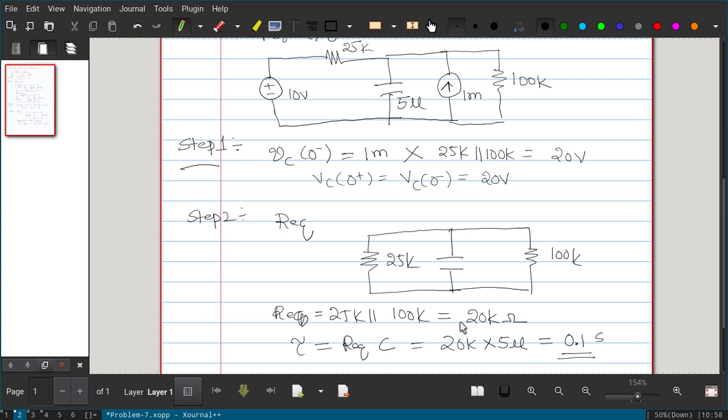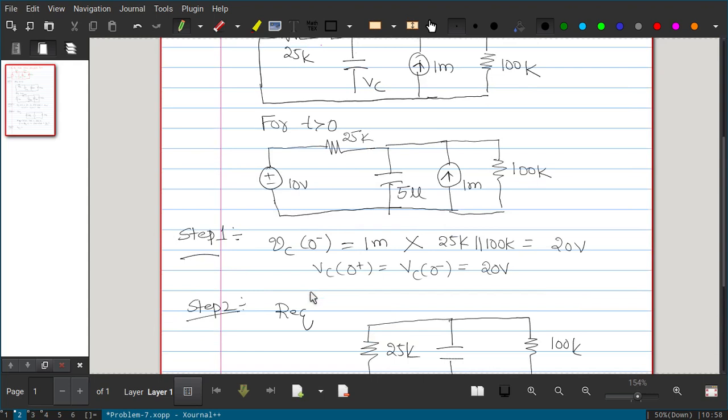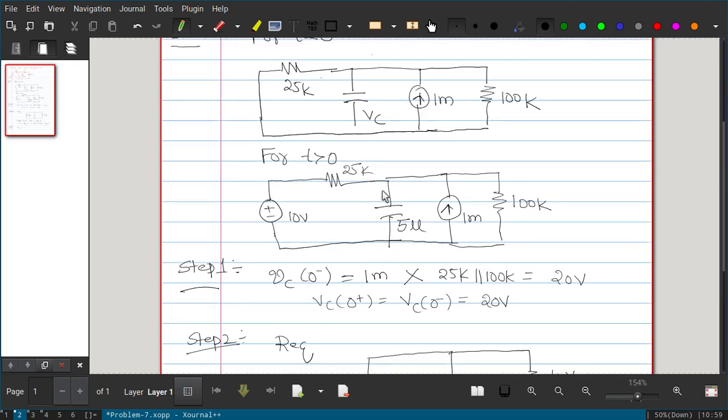That is step 2. Step 3, we have to find VCF, because finally VC will have two components, forced response and natural response. The forced response we have to calculate, that is VCF. If you see this circuit, what is the voltage across the capacitor at t equal to infinity? What is the final voltage across the capacitor?